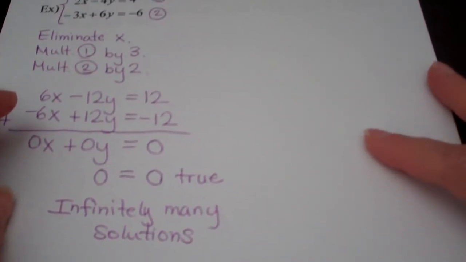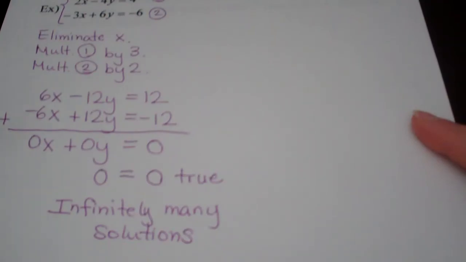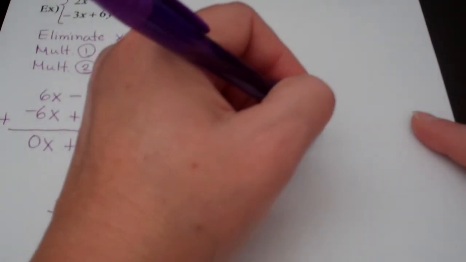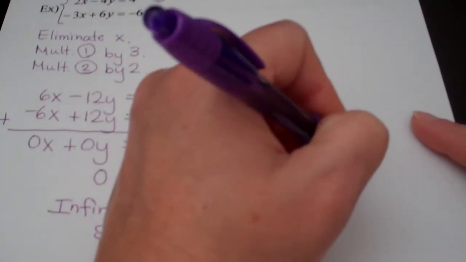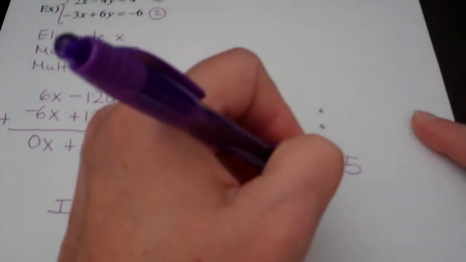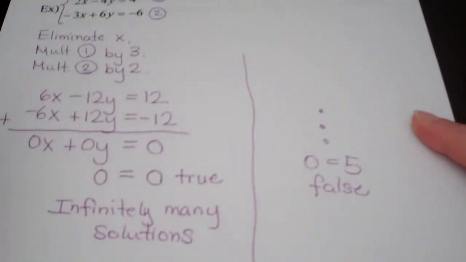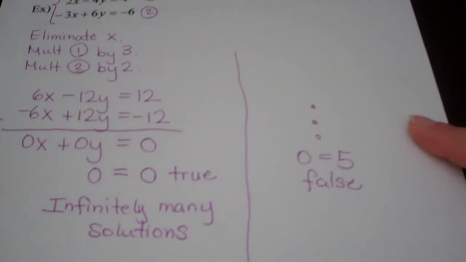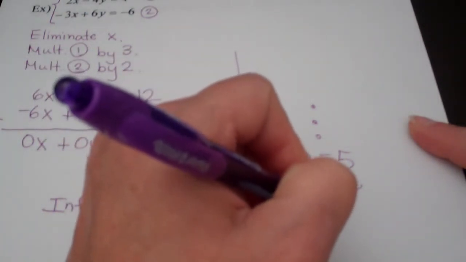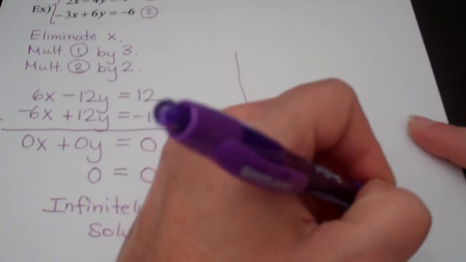I'm not going to work a separate example, but if we were to do this same process, or maybe use substitution, and the variables drop out and you get something like 0 equals 5, which is obviously false. If the statement you get is false, then that implies that you have parallel lines. You have lines that don't ever touch. They don't have any common solutions. So in that case, it would be no solution.